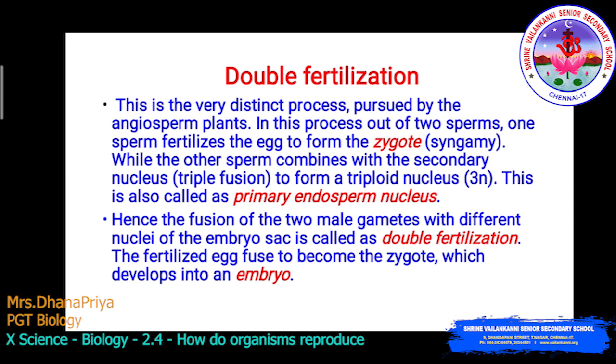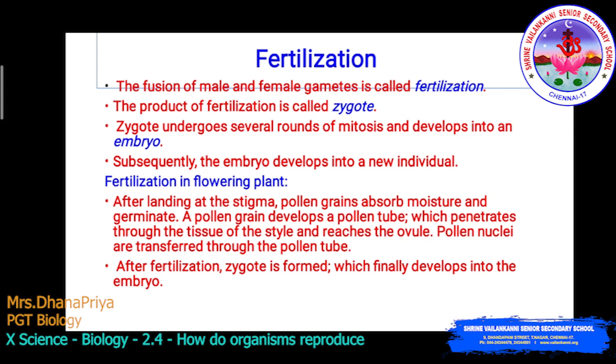In this process, out of two sperms, one sperm fertilizes the egg to form the zygote, while the other sperm combines with the secondary nucleus. That is a triple fusion to form a triploid nucleus, 3N. This is also called PEN, the primary endosperm nucleus. Hence, the fusion of two male gametes with different nuclei of the embryo sac is called double fertilization. The fertilized egg becomes the zygote, which develops into the embryo. So these are about double fertilization.